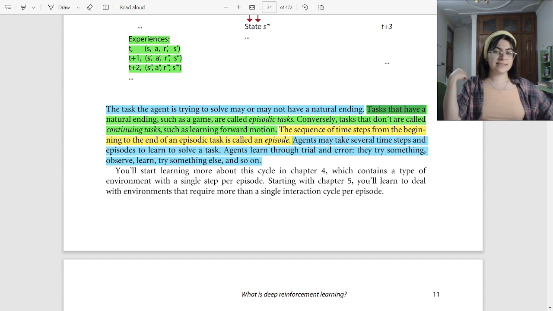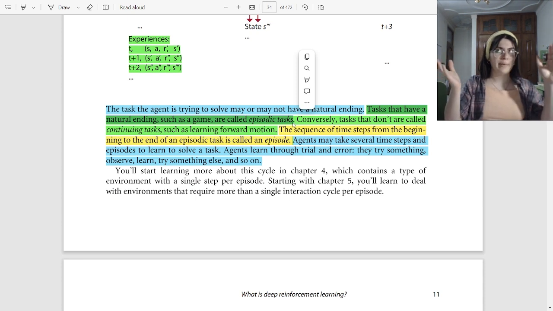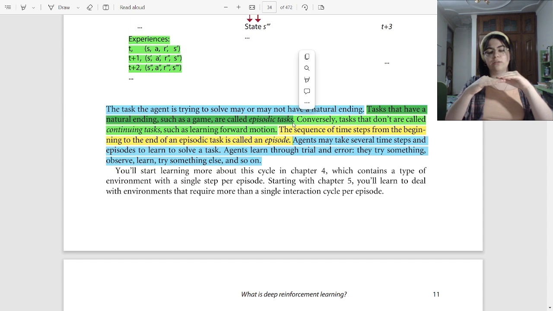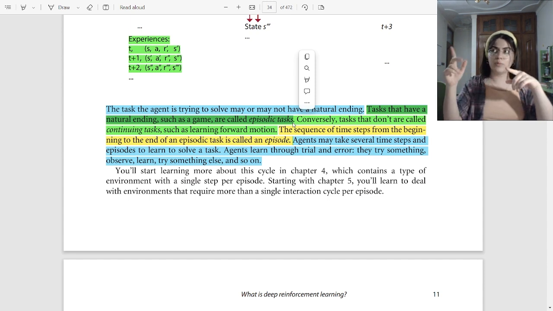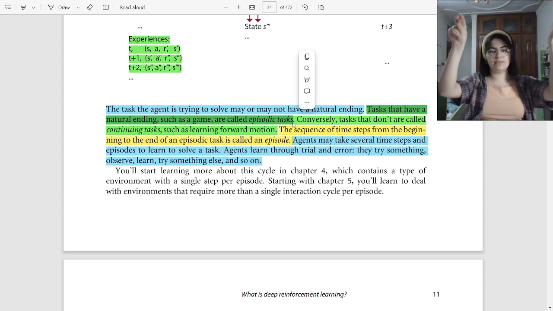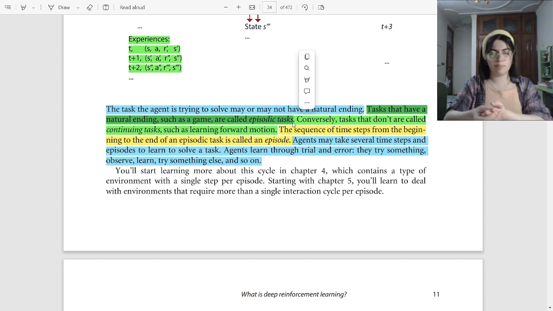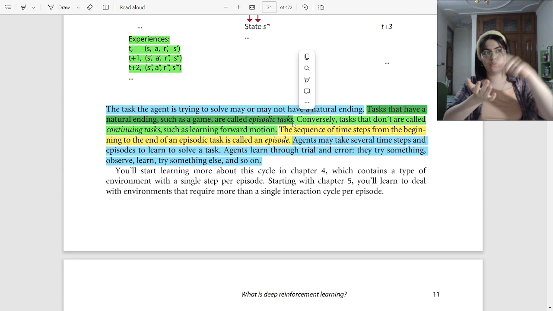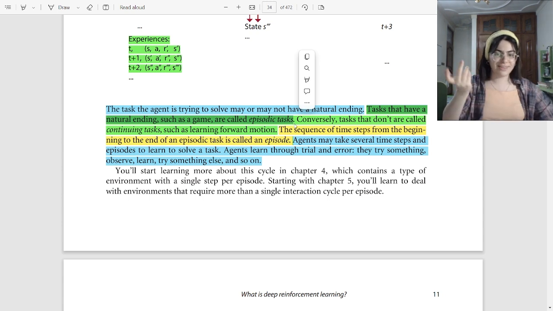And then tasks that have a natural ending, such as games, are called episodic tasks. As an example, think about a Breakout game where there is a paddle and a ball, and the goal is just to remove all the bricks on top. So it is called an episodic task. In each episode, there's a goal to achieve.